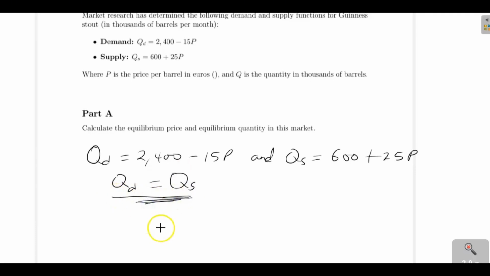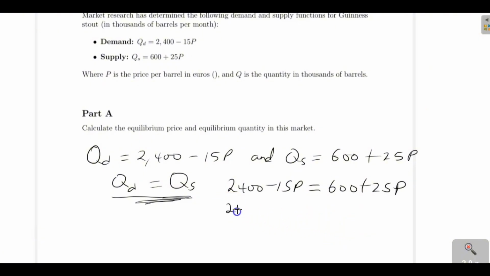So the only thing we need to do is equate the two functions, that is the demand function and the supply function. So we are going to have 2,400 minus 15p, which is the demand function, being equal to 600 plus 25p, and that is the supply function. So here there is not much to do. The only thing you have to do is to group like terms and then solve for p. Definitely we are looking at the equilibrium price.